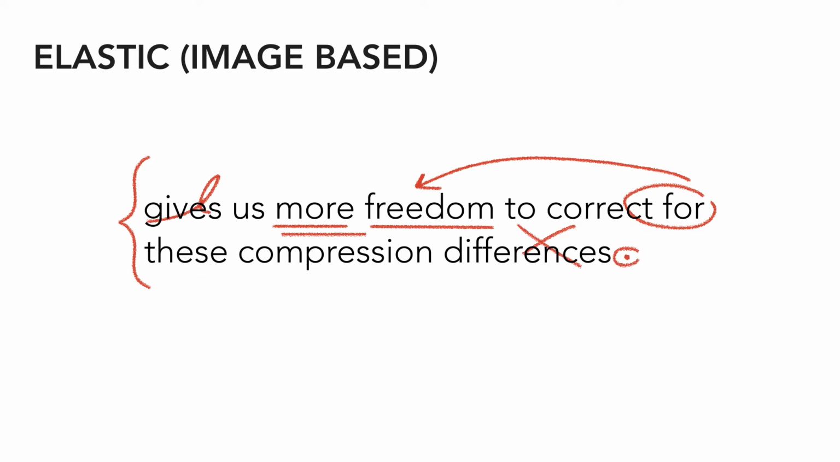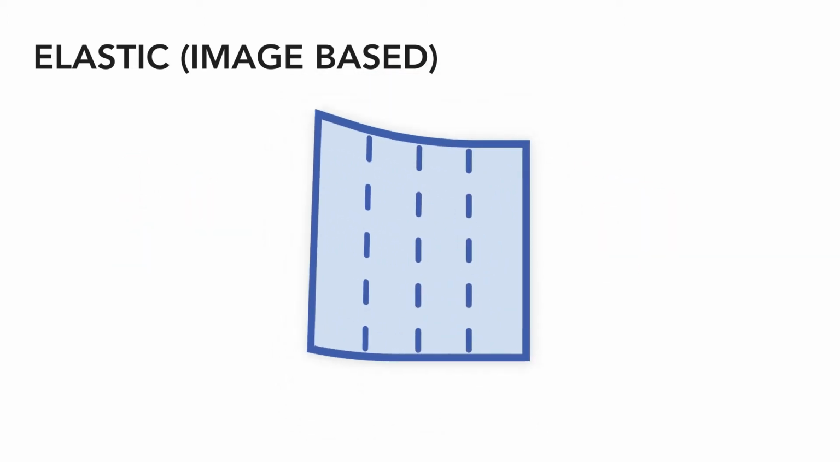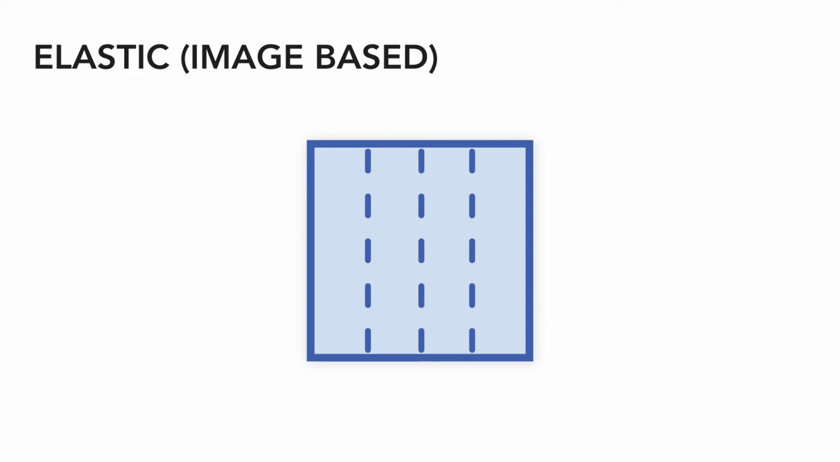However, these rigid methods still leave us with inaccuracies due to compression of the prostate. These inaccuracies are detectable, which means we can make adjustments so that we don't miss the target when we are confident that we are actually hitting it. But the error is still there. Elastic or deformable registration gives us more freedom to correct for these compression differences. Elastic registration allows the MRI to stretch, bend, compress, and expand to match the ultrasound.